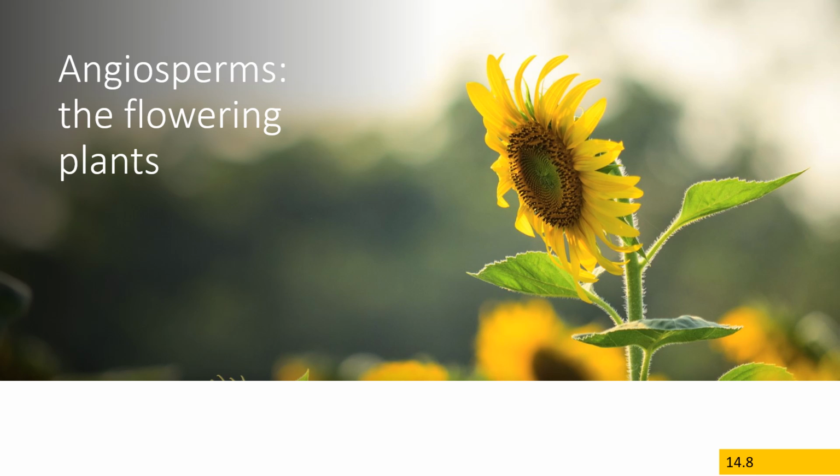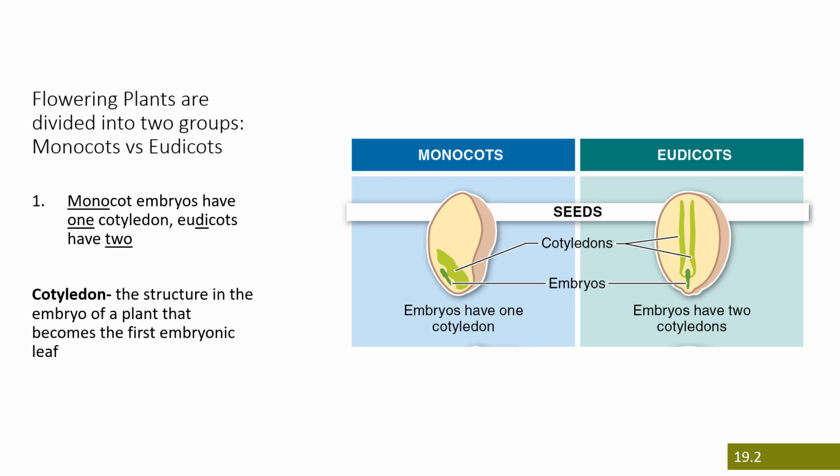The last group of plants to evolve were the flowering plants, known as the angiosperms. Angiosperms are divided into two groups, the monocots and the dicots. There are 5 main anatomical differences between the two groups, the first being in the embryo. Plant embryos have a structure called a cotyledon, which becomes the first leaf of the plant.